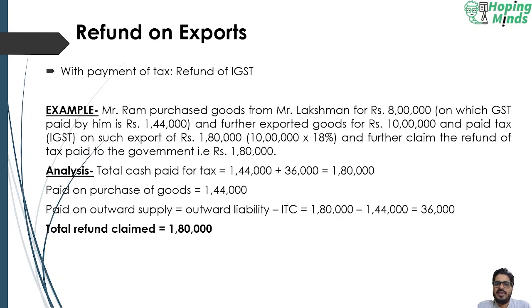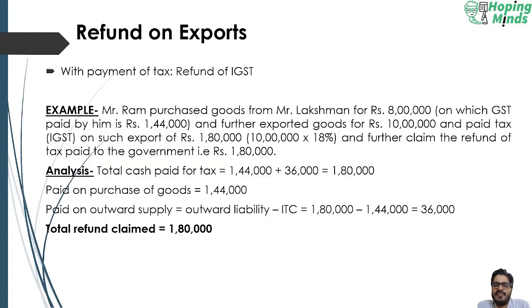So let us take the first example, that is with payment of tax and refund of IGST. Mr. Ram purchased goods from Mr. Lakshman for rupees 8 lakhs, on which GST paid by him is rupees 1,44,000. Further, he exported the goods for rupees 10 lakhs and paid tax, that is IGST, on such export of rupees 1,80,000, that is 18% of rupees 10 lakhs. Further, he claims the refund of taxes paid to government, that is 1,80,000 rupees.